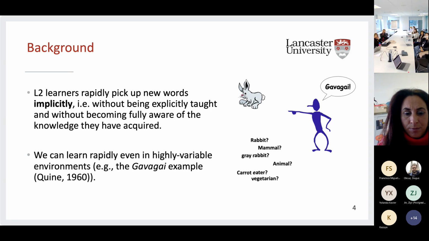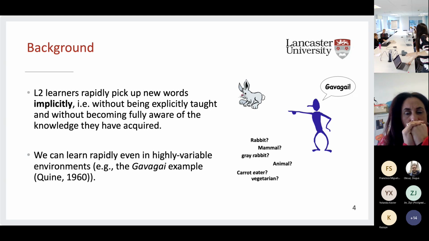Here's an example of the classic gavagai problem. Imagine you see someone pointing towards a rabbit and say gavagai. What does the word gavagai mean? It could mean anything in the environment. It could mean a rabbit, the motion of the rabbit, anything. That's what we mean by a highly variable environment, a highly variable context. So you need to figure out what it means from the context.